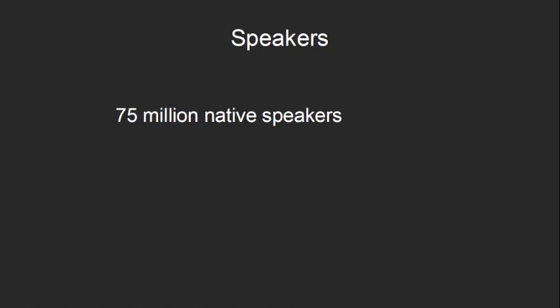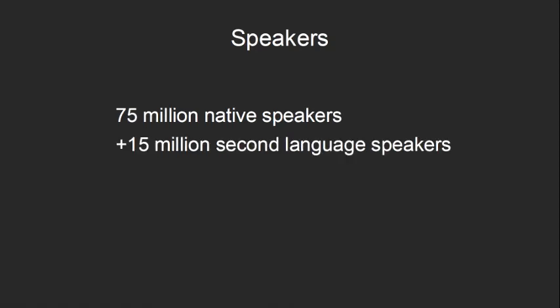Turkish has around 75 million native speakers, plus an additional 15 million people who speak it as a second language, for a total of approximately 90 million speakers. This makes it the most spoken Turkic language by far, and the 17th most spoken language in the world.